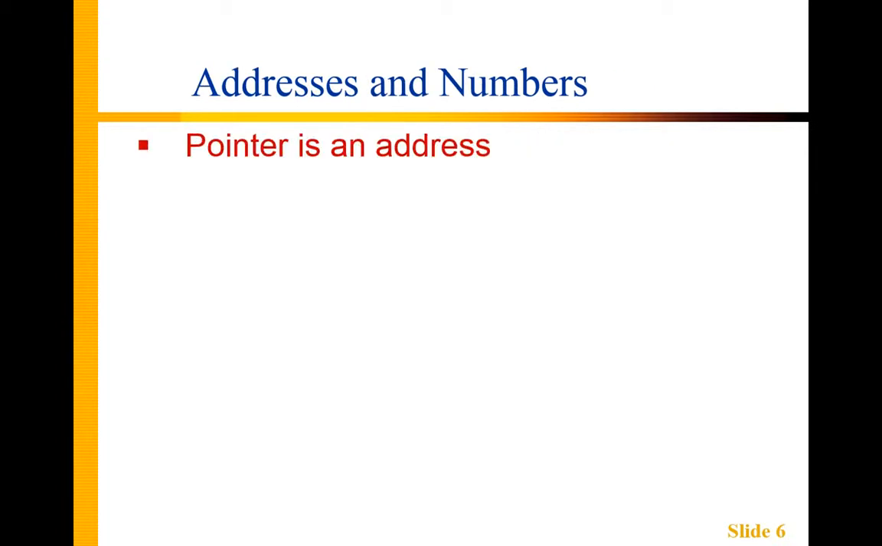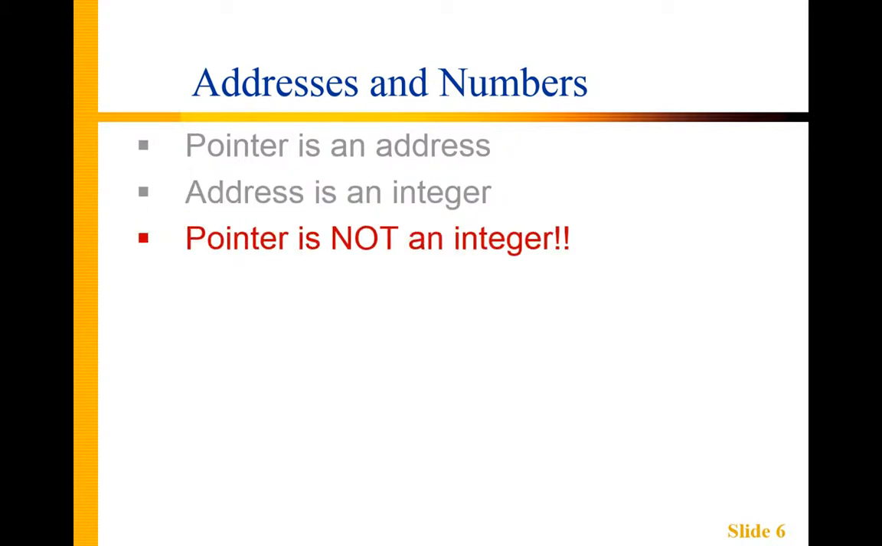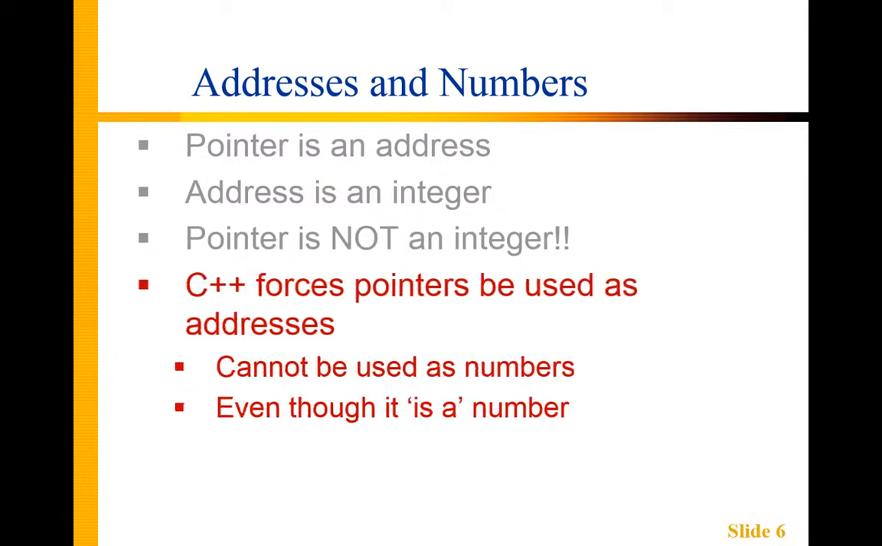So a pointer is a memory address. An address in one form is an integer. So a memory address is an integer in one sort of aspect. But a pointer is not an integer because it is a memory address. Does that make sense? C++ forces pointers to be used as addresses, so they cannot be used as a number. Whenever you have an asterisk and a p, that tells you it's a memory address, and that's all you can store. You can point a particular pointer to a variable where that memory address is. Does that make sense?